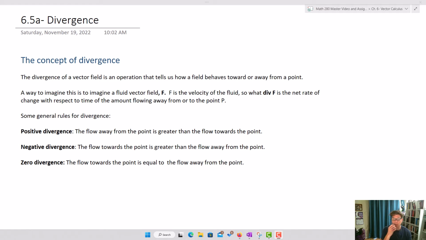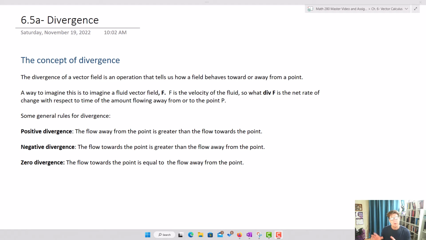Some general rules to think about with divergence: positive divergence is when the flow away from the point is greater than the flow towards the point. If we have more flow away from the point than towards it, we have positive divergence. Negative divergence is when the flow towards the point is greater than the flow away from it. We've got bigger vectors going towards the point than going away, and so we end up with negative divergence. And zero divergence is when the flow towards the point is equal to the flow away from the point.